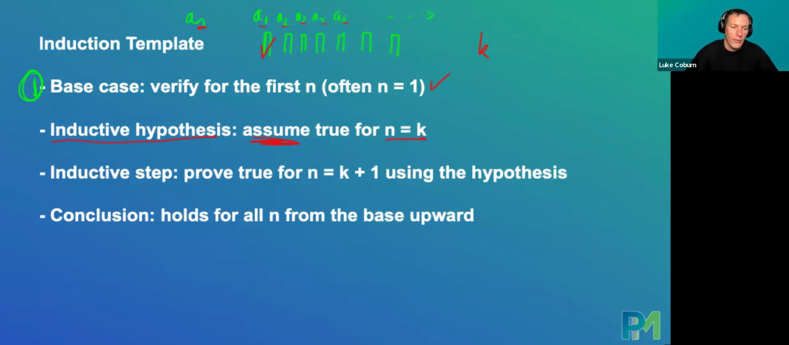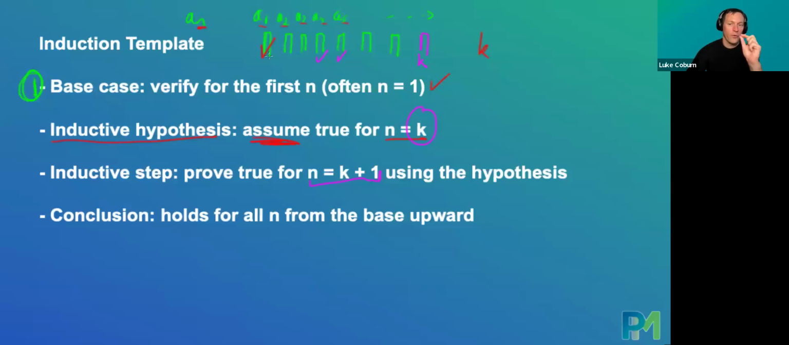And then what we want to think about with this k is that it's just somewhere in the list. It wouldn't matter where it is. Could be the first one, could be the second one. And then the proof is that we show that if it's true for k, then it's also true for k plus 1. This means that if this one is true, then the next one is true.